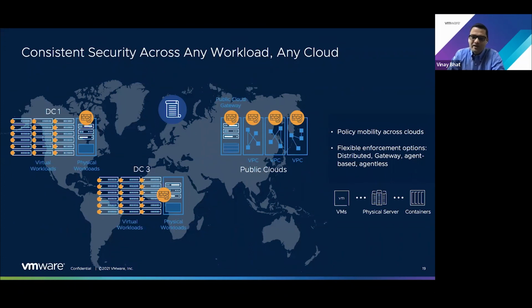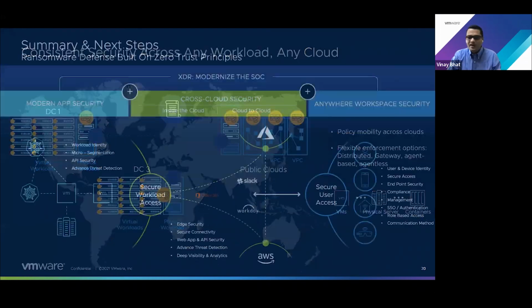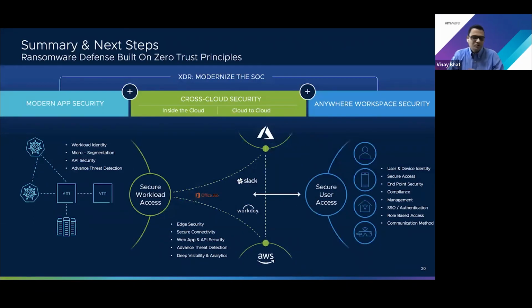So I'm moving away from an agent-based solution and giving you a native intrinsic security solution, which gives you consistent security across any workload and any cloud. So your workload could be anywhere and you still have that security. So here, to summarize, VMware Zero Trust security. Your security cannot be constrained to a particular data center, to a particular application architecture, to a particular device.